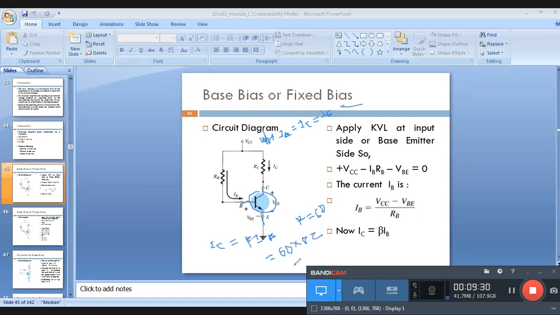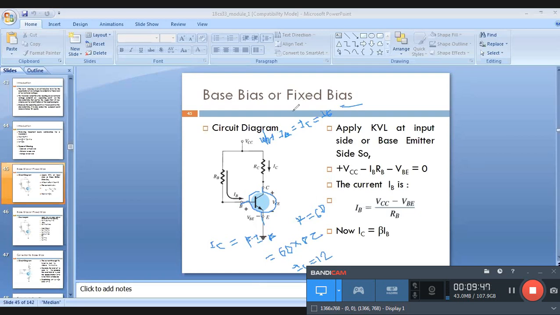How much will you get for this IC value? Multiply this. Anyone? 12. 12, sir. 12 amps, correct? This is where I said you have to find out IB and IC.